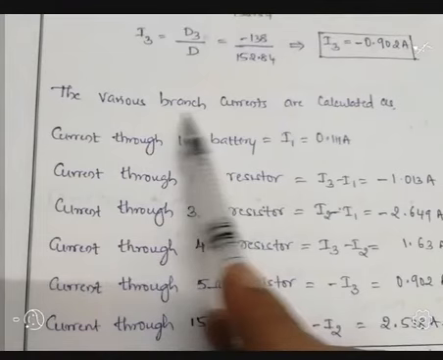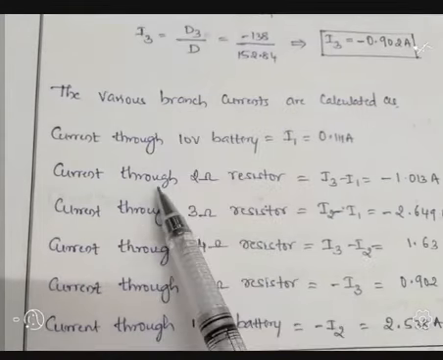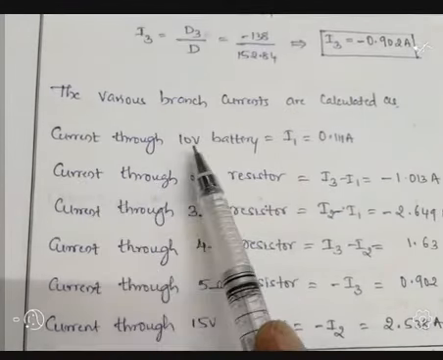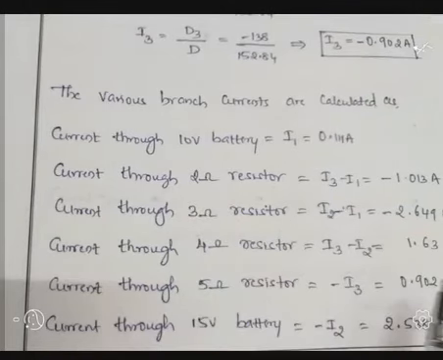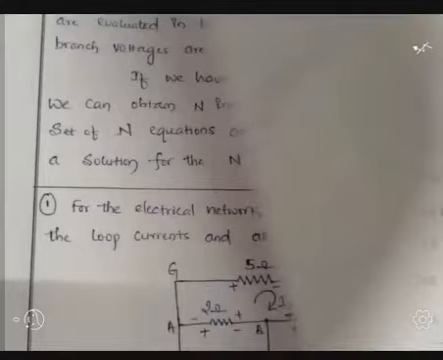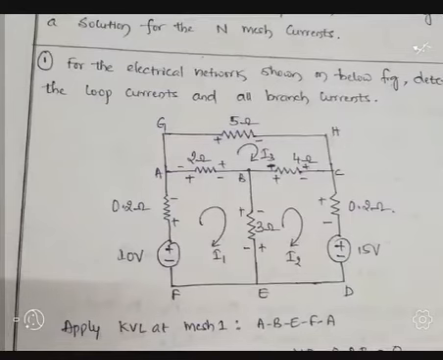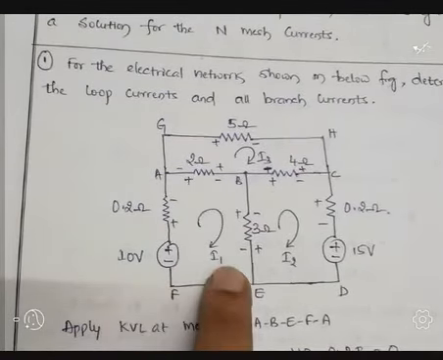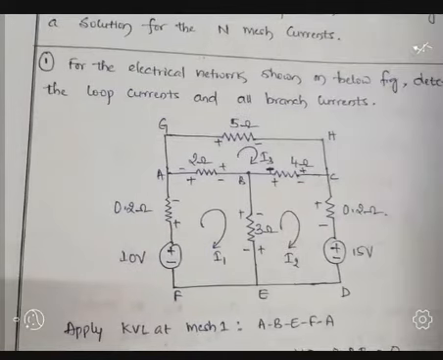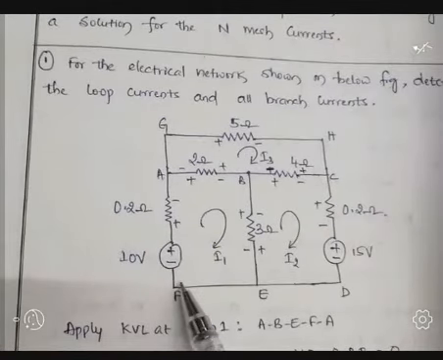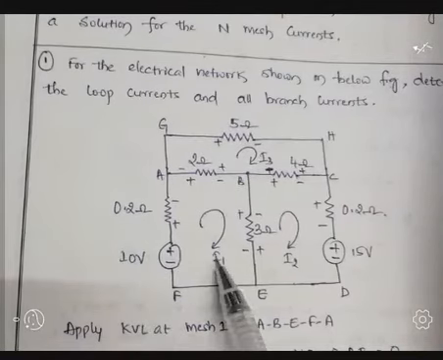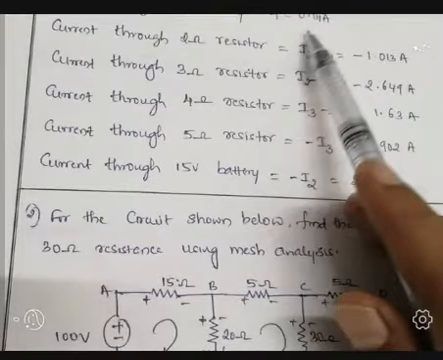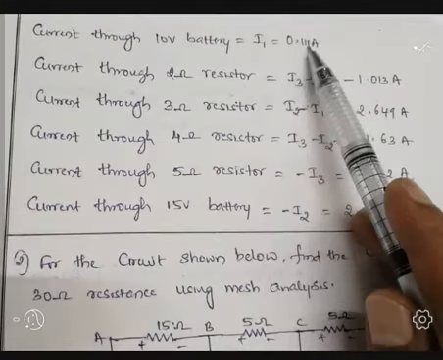There are various branch currents available for this network. First, the current through the 10-volt battery. The 10-volt battery is here. Through this battery, current I1 is flowing. Hence, the branch current flowing through the 10-volt battery is represented as I1. I1 is already calculated, that is 0.11 amperes.